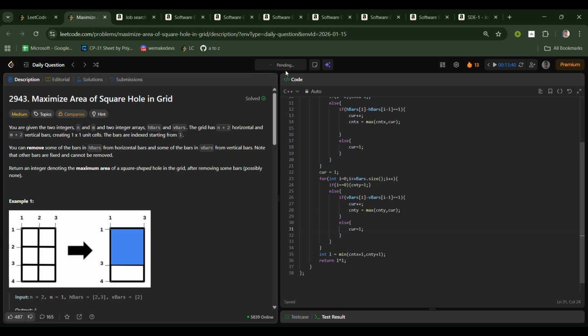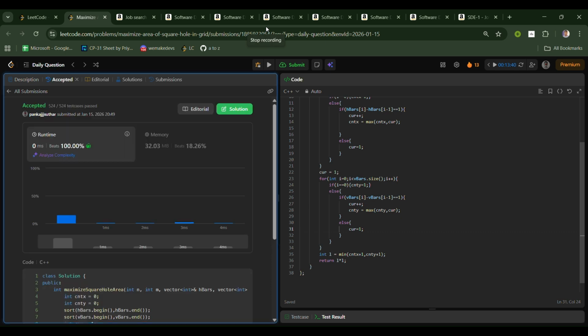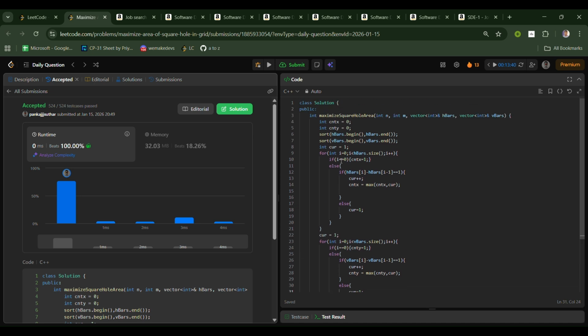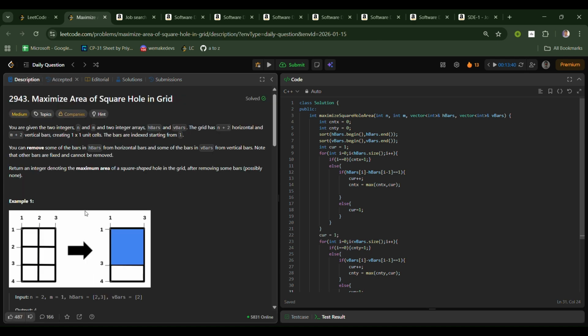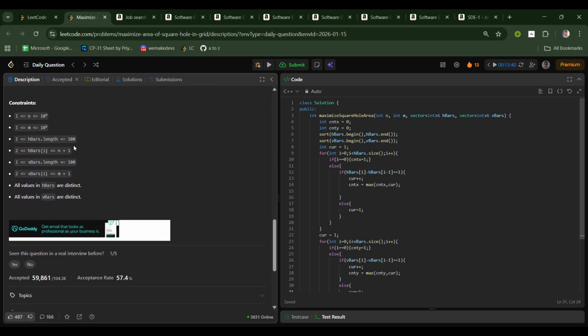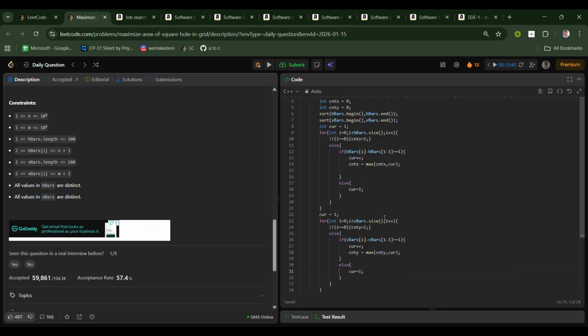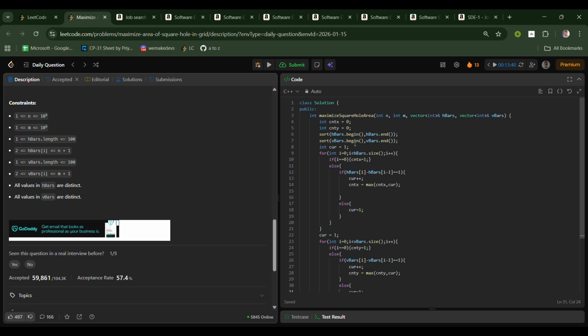And if you see, if I submit this, it will give me 100% accuracy, and I think I will beat 100% of the people. It's the best that we can do, and as you can see, we are just iterating through h bars and v bars once only. So the time complexity is simply O(n), where n includes the lengths of these two. The length of the h bars and v bars is at most 100 only, so we can say the time complexity is basically O(1). We are sorting also, but still it's not more than 200.